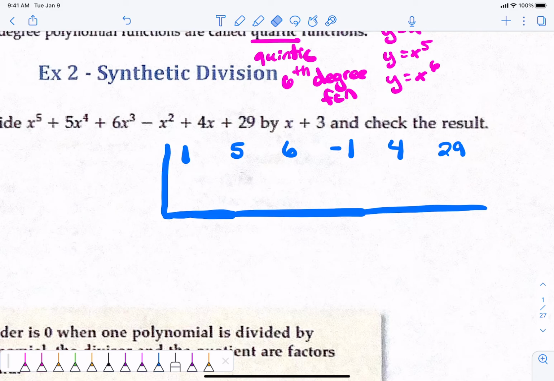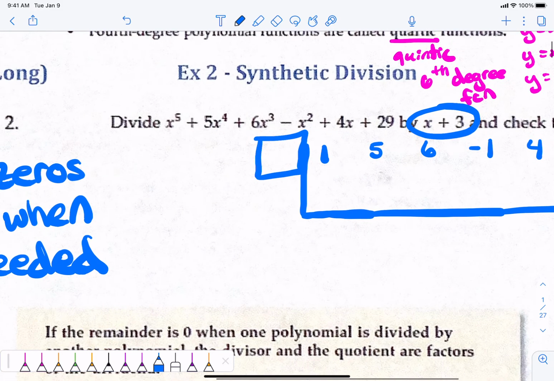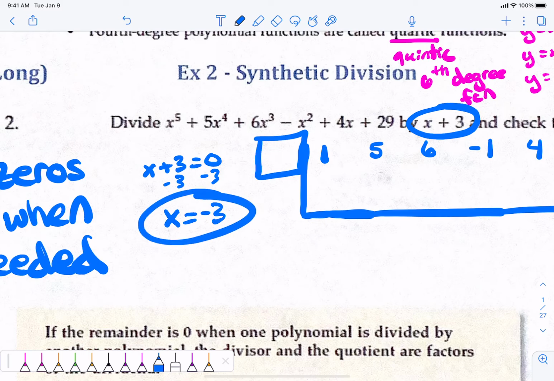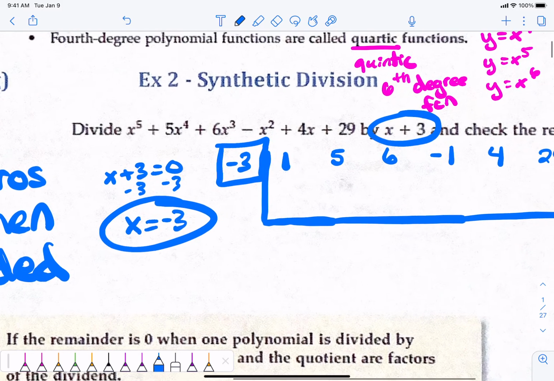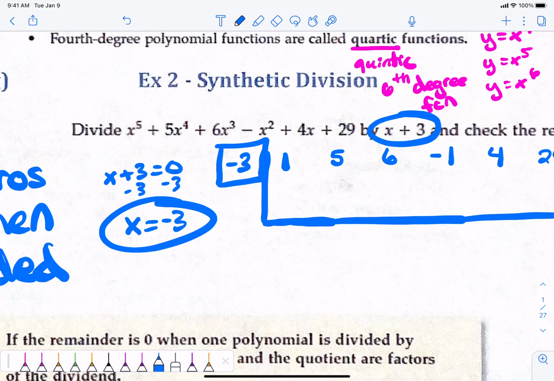Now, this is the tricky part, folks. We are dividing by x plus 3, right? The number that goes on the outside here is not 3. If I set x plus 3 equal to 0 and subtract the 3 over, x equals -3. That is the tricky part. You have to make sure you always remember that. The number that goes on the outside will always be the opposite sign of what you're dividing by. Does that make sense?